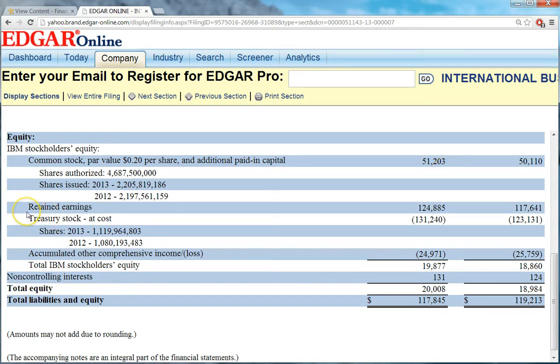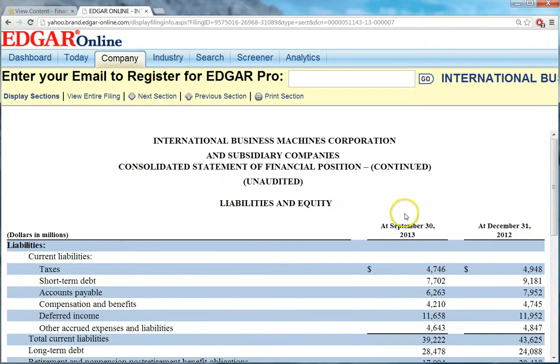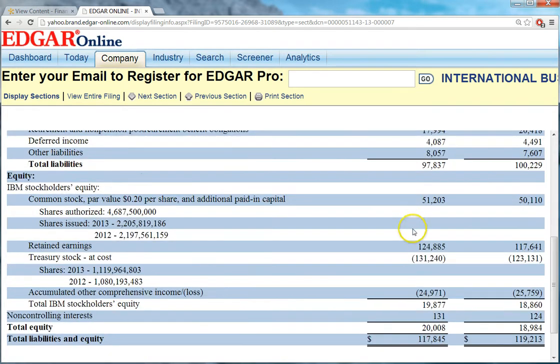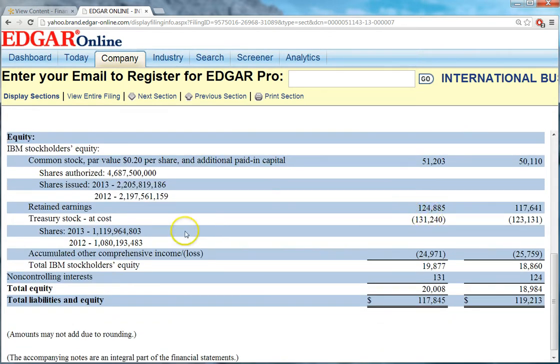The next element of IBM is retained earnings. And we can see that retained earnings here is a positive almost $125 million. That's really good. It is positive, and it's a fairly large number. Also of note is that it is growing. So at the end of last year, it was $117 million. Now it's $124 million. Yes, or $124 billion, I should say. Everything here is in millions.